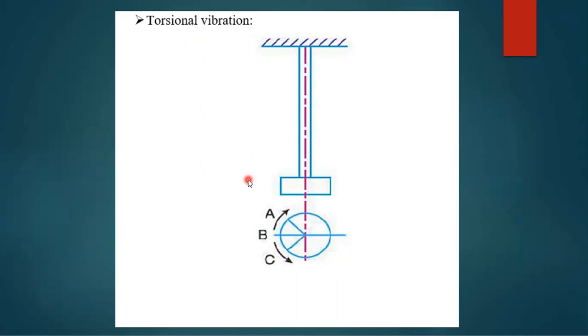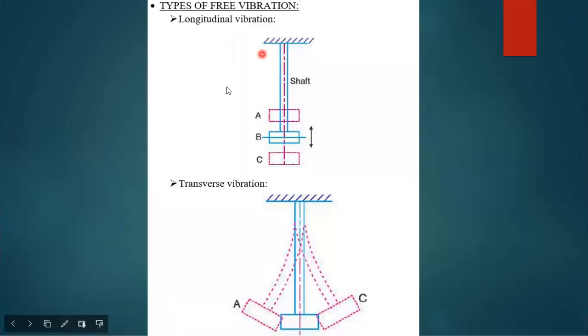So before going deep into torsional vibration, we must know the basic difference between longitudinal, transverse, and torsional vibration. So here we can see longitudinal vibration and transverse vibration. In longitudinal vibration, a shaft will be fixed at one end. At the other end, there will be a mass attached to it. The particles will be vibrating parallel to the axis of the shaft. Initially the mass will be at point B. Due to vibration, it will be moving to point A and then to point C.